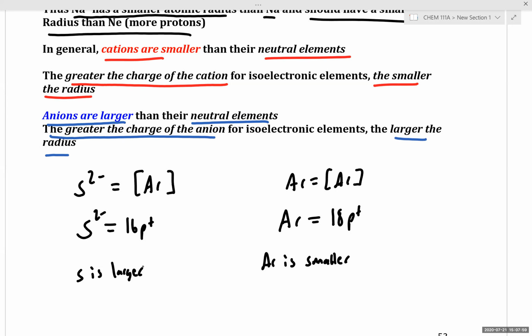Sulfur 2 minus would be larger. Sulfur itself, neutral, is smaller. And that's the key distinction. The trends for ionic radius are slightly different than atomic radius because in ionic radius, we have a different relative number of protons and electrons. And as a result, when we add electrons, our atomic radius expands substantially.